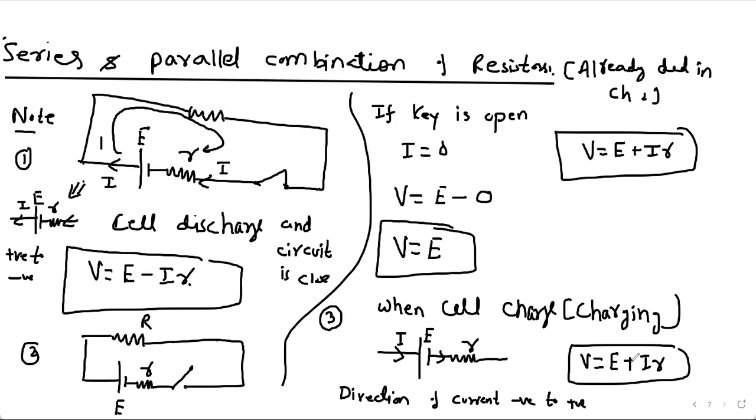Tell me once you have written, I'll change the slide. So remember these three important points. You can get conceptual questions on this. If the cell discharges, then the terminal potential difference is E minus Ir. When your cell is in open circuit, then terminal potential difference is equal to the EMF of the cell. And when you charge your cell, terminal potential difference exceeds the EMF of the cell. It's E plus Ir.